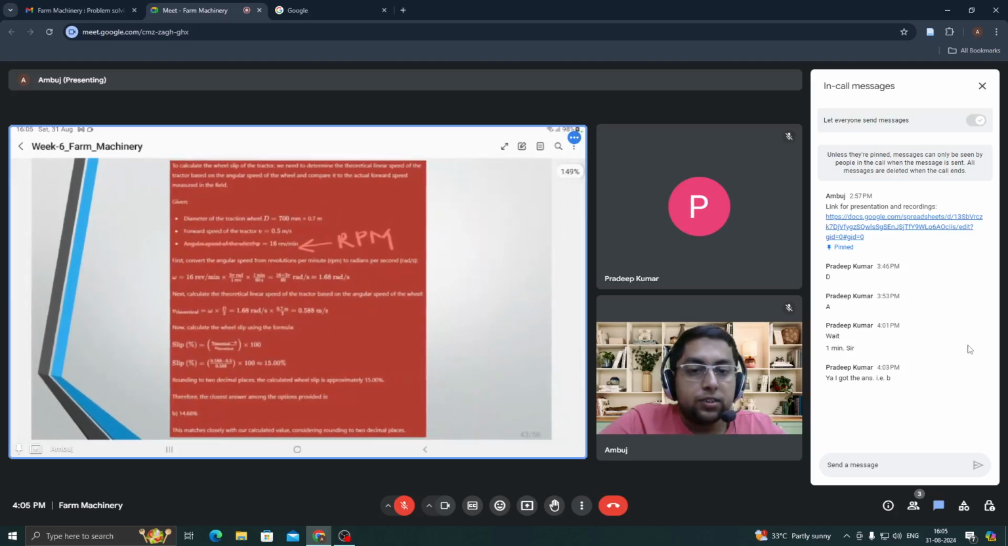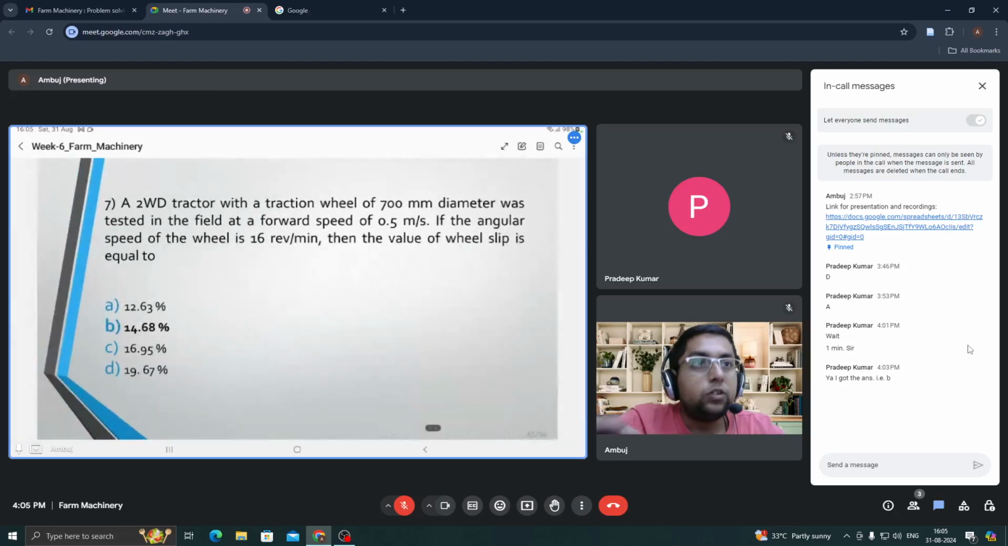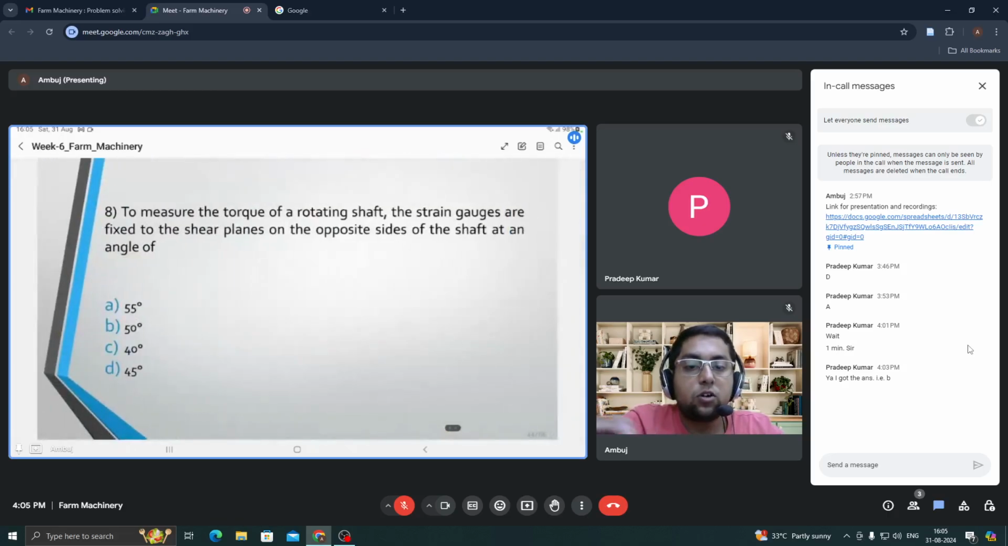No problems in this question. Moving to the next question. I think no doubt would be there. Just try to answer this question. To measure the torque of a rotating shaft, strain gauges are fixed to the shear planes on the opposite side of the shaft at an angle of 55 degree, 50 degree, 40 degree, or 45 degree.